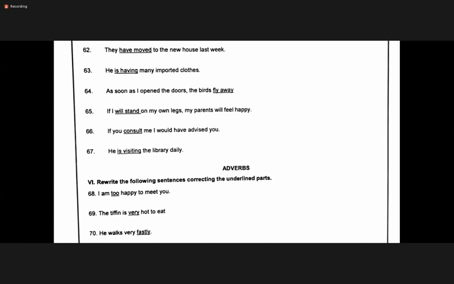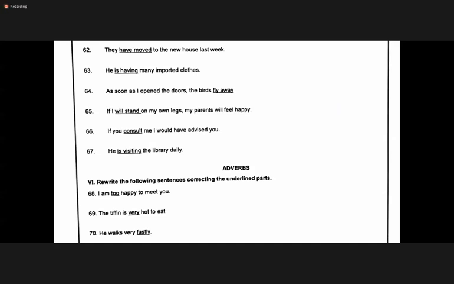That's 65. If I will stand on my own legs, my parents will feel happy. So first type of conditional sentence. If clause contains simple present. So if I stand, yes, I stand on my own legs. Simple present. I stand, not will stand.